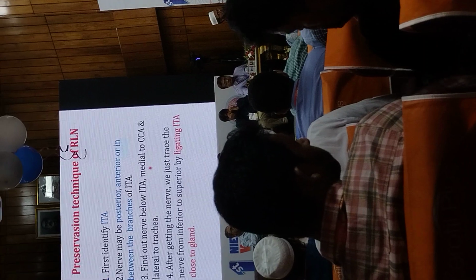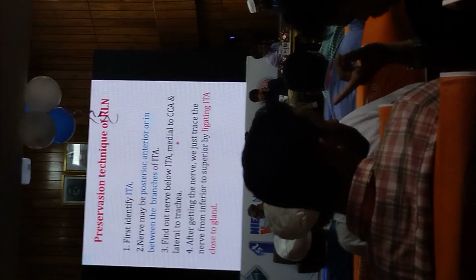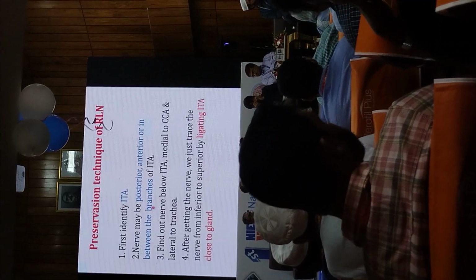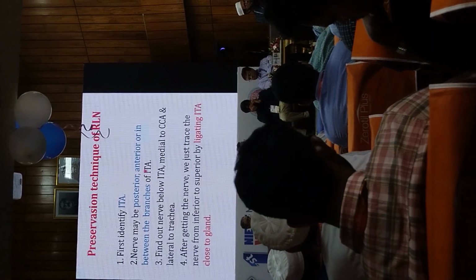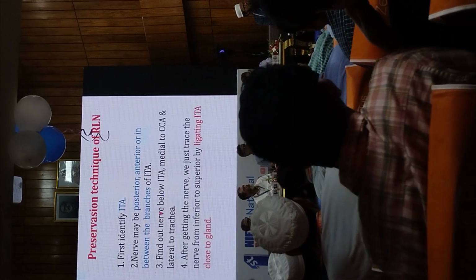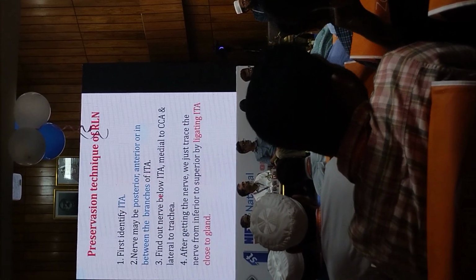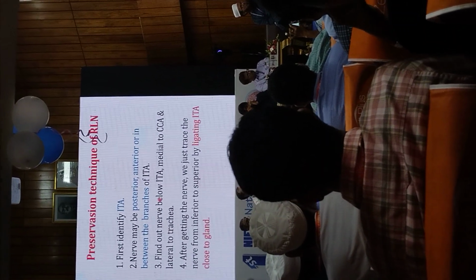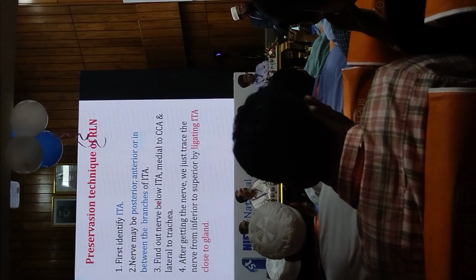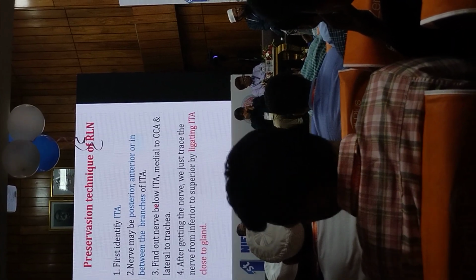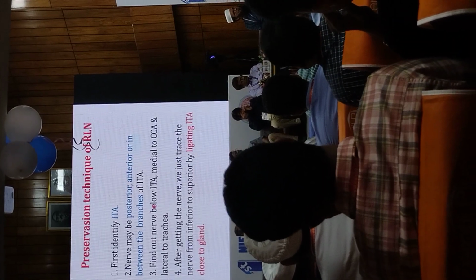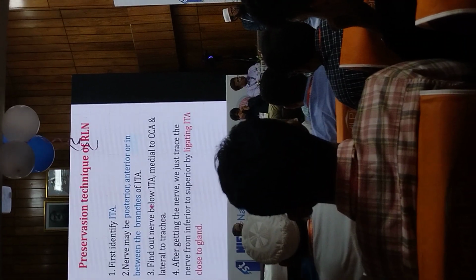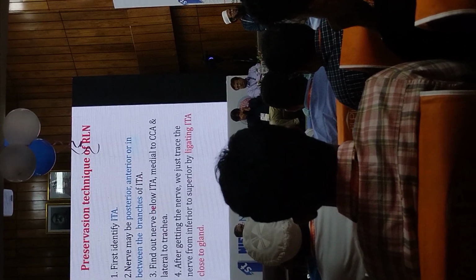So now the preservation technique. First we need to identify the nerve, as I already told. The nerve may be posterior, or anterior, or in between the branches of the artery, and we find out the nerve. Already Professor Motin sir told early in the morning, we should start searching for the nerve from below, not from above. Because if you start searching for the nerve above the inferior artery, you may miss one branch. Most of the time the recurrent nerve divides below the level of the inferior artery. So the nerve should be identified below the inferior artery, not above.